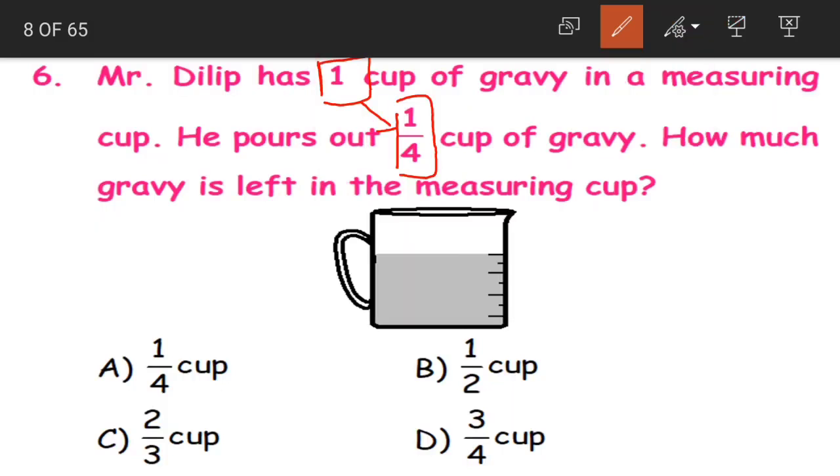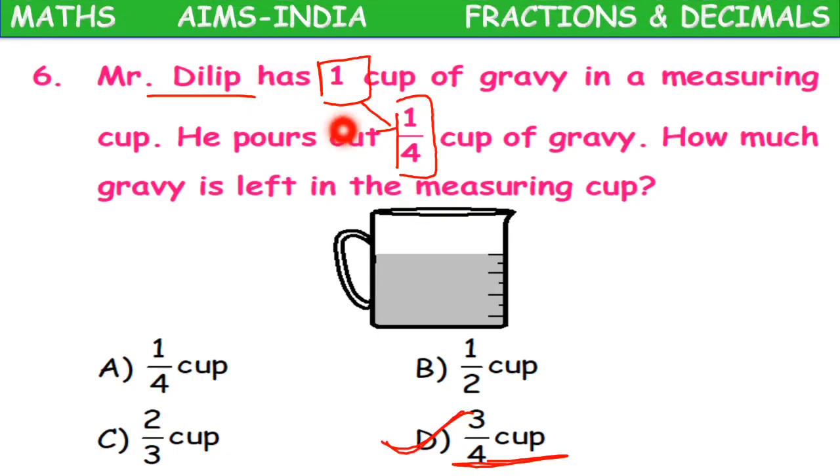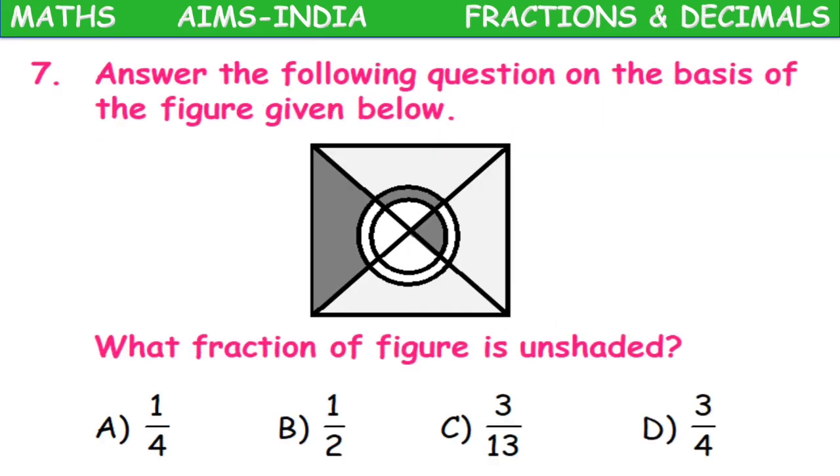Understood, children? After taking out 1/4 cup of gravy, Mr. Dilip will be left with 3/4 cups in the measuring cup. This is how we solve the question by subtraction of the given whole number and fraction.